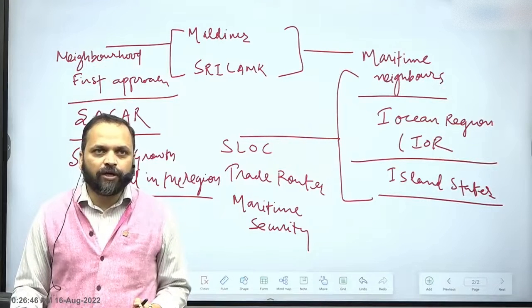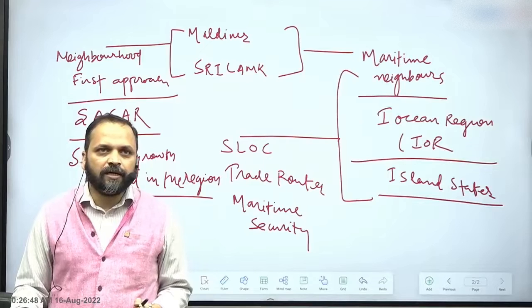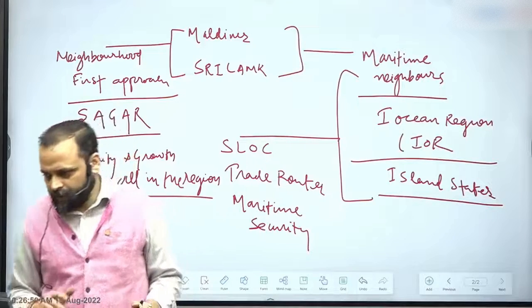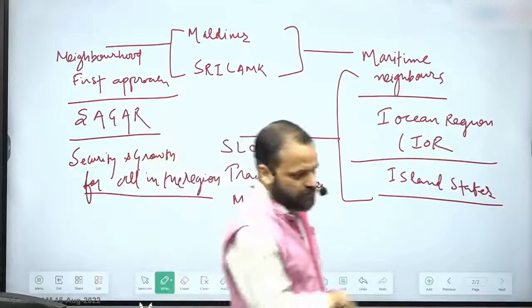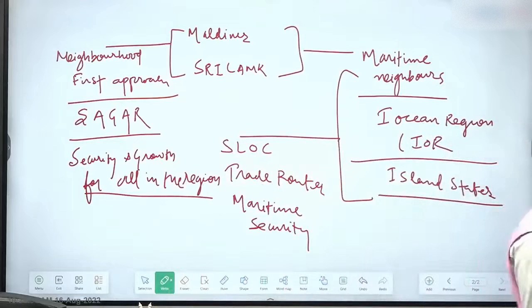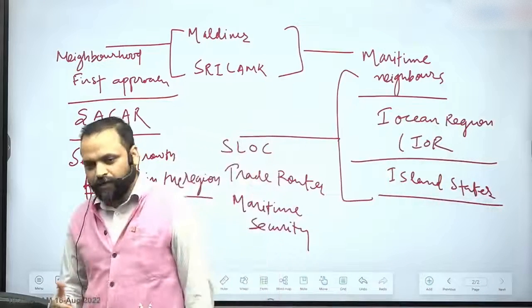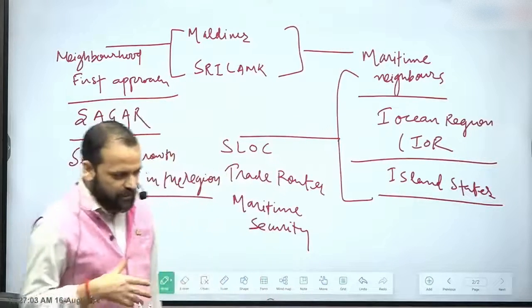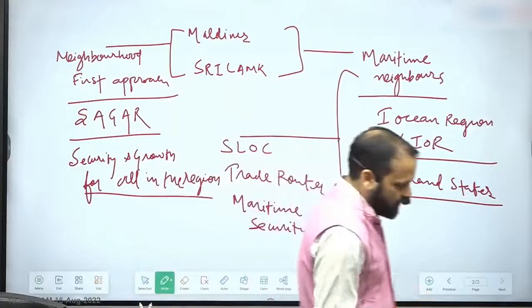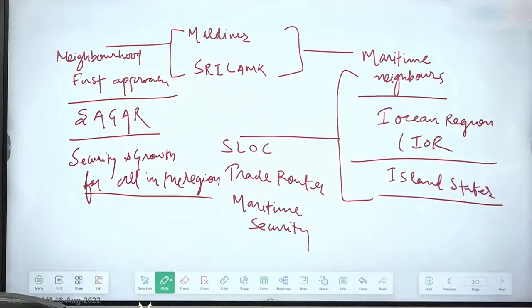So whenever you are talking about these countries, remember these terms. These terms should be remembered, that you would be talking about neighborhood first, you would be talking about Sagar as I mentioned, you would be talking about maritime location of these countries, proximity to sea lanes of communication, proximity to trade routes, and thereby they are important in the context of larger maritime security considerations of India.